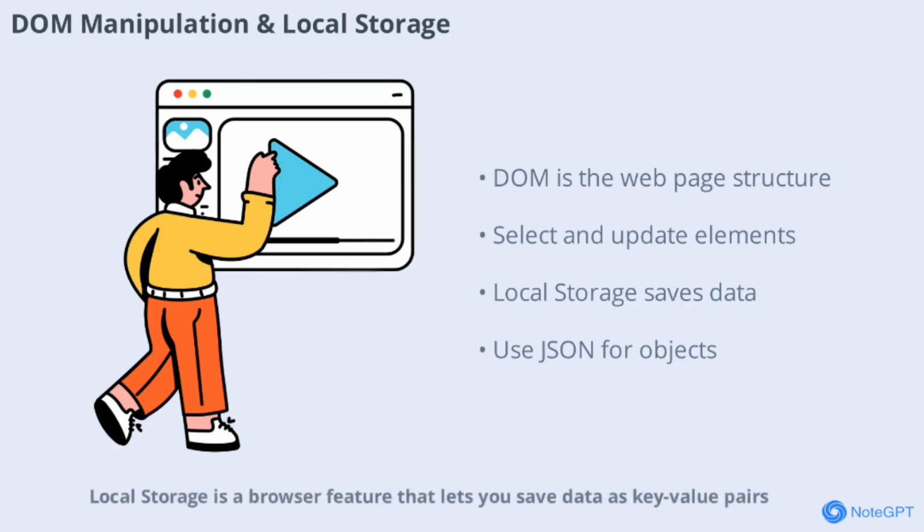Local storage is a browser feature that lets you save data as key-value pairs, persisting even after the browser is closed. It's perfect for storing user preferences or small amounts of data. To store complex objects, use JSON.stringify to convert them to strings, and JSON.parse to retrieve them. Together, DOM manipulation and local storage enable dynamic, interactive, and persistent web applications.